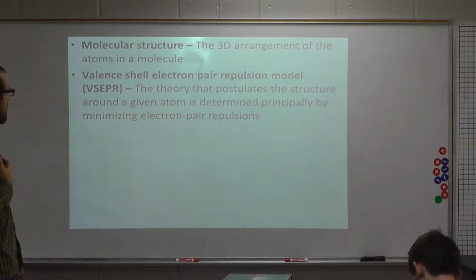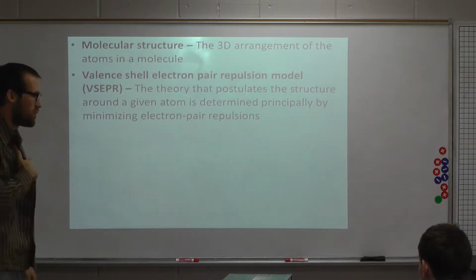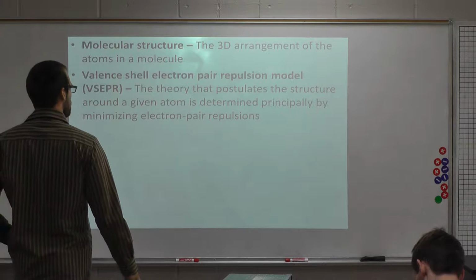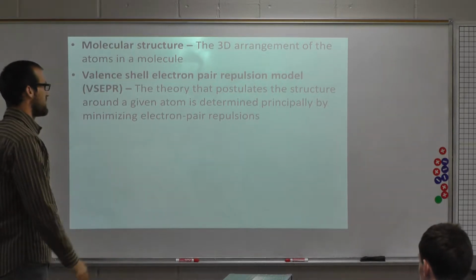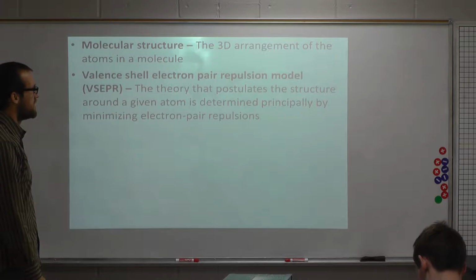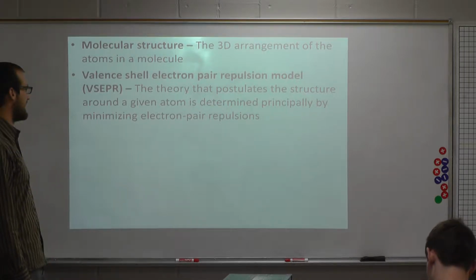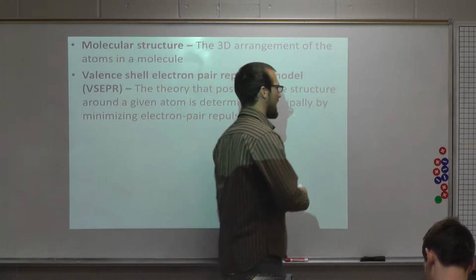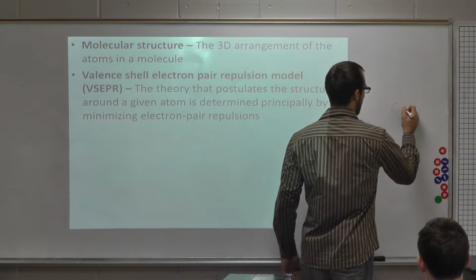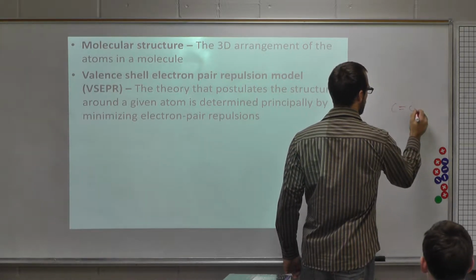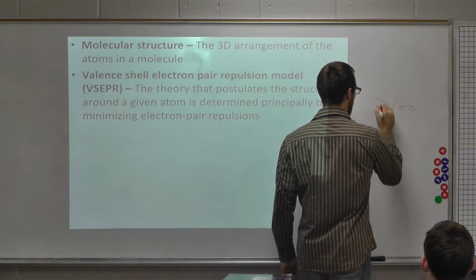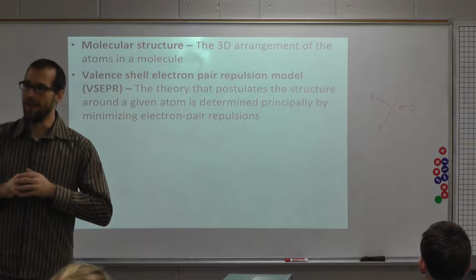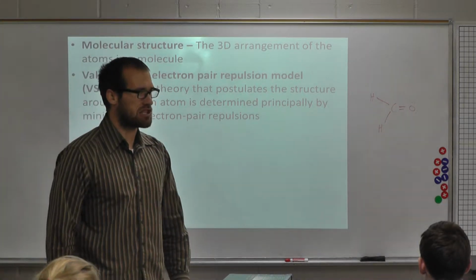shape of a molecule, and we're going to use the valence shell electron pair repulsion model, or the VSEPR model, which is simply this. It says the theory that postulates that the structure around a given atom is determined principally by minimizing electron pair repulsion. So what I mean by that is if I'm doing this, this guy is going to form a shape that minimizes the electrons repelling each other.